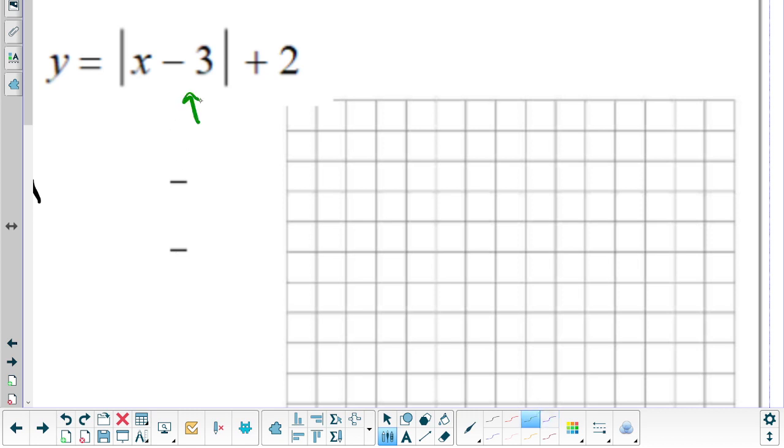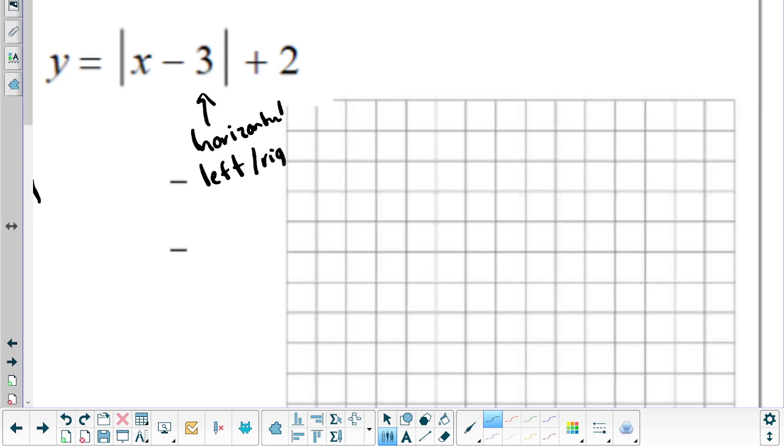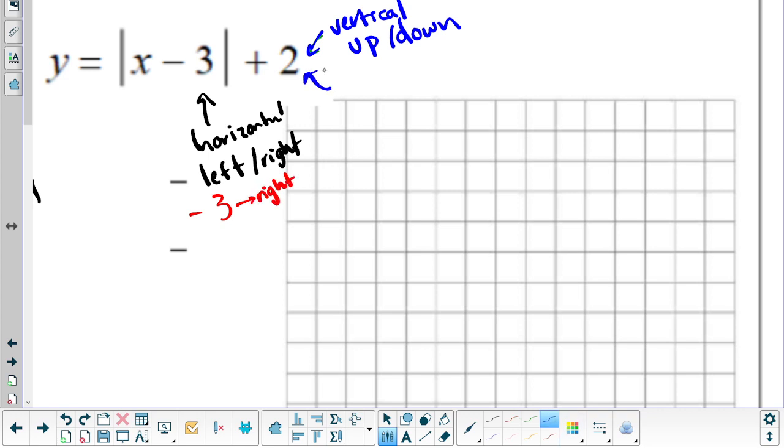But these things on the inside, this is your left and right. And weirdly, that's your horizontal rather. I don't know why I said left and right. I guess I'll say both. So this is horizontal, which is left/right, and this is your vertical, which is up or down. Except the weird part is that the horizontal ones do the opposite. When you go -3, that's actually to the right. But when I say +2 on the outside, so not in the absolute value, that's actually up 2, okay?